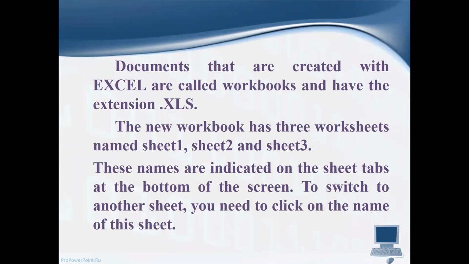Documents that are created with Excel are called workbooks and have the extension .xls. The new workbook has 3 worksheets named Sheet 1, Sheet 2, and Sheet 3. And other sheets you add yourselves. These sheets are indicated on the sheet tabs at the bottom of the screen. To switch to another sheet, you need to click on the name of this sheet.